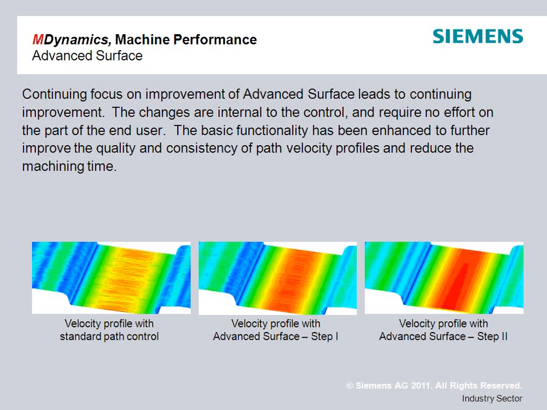The reason we show it this way with these drawings is that as we move to the right-hand side with the newest generations of Advanced Surface, not only is it being executed more quickly, we're also more consistent. We don't have the yellows and the greens mixed in with the red, because these things will show up in a part.